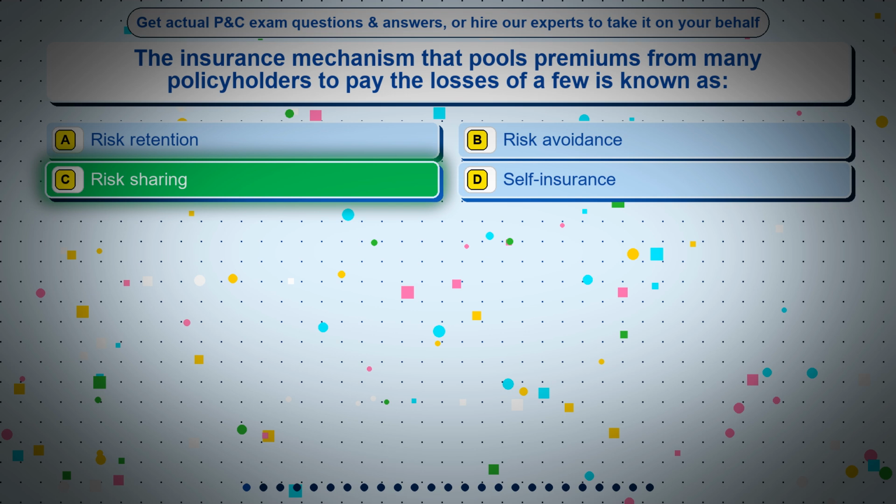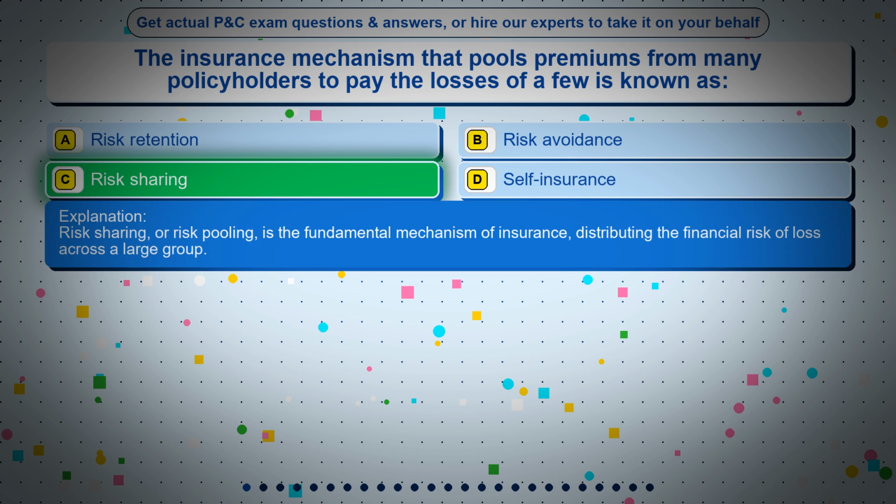Risk sharing. Risk sharing, or risk pooling, is the fundamental mechanism of insurance, distributing the financial risk of loss across a large group.